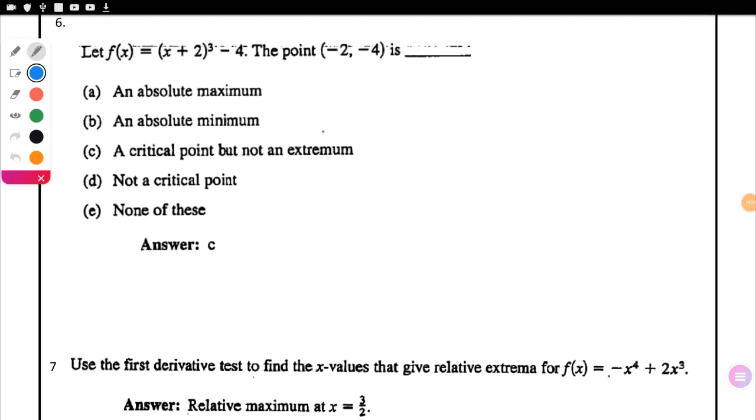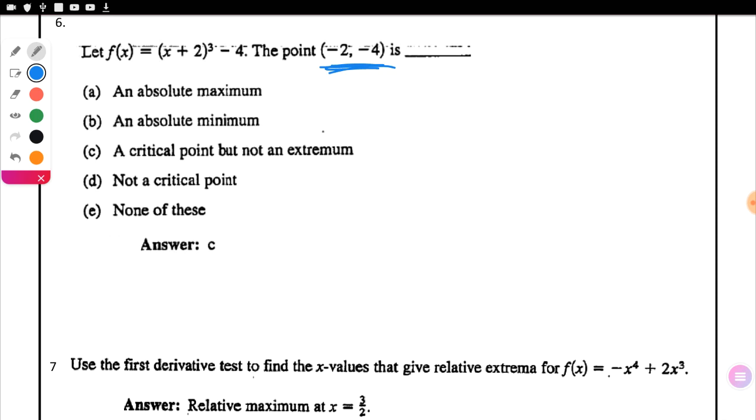Okay, now let's see how to solve question number 6. Here I give you the function f(x) equals (x plus 2) all to the power 3 minus 4. The point negative 2 and negative 4, this is a point, not an interval. Is it an absolute maximum, absolute minimum, a critical point but not an extrema, no critical point, none of these?